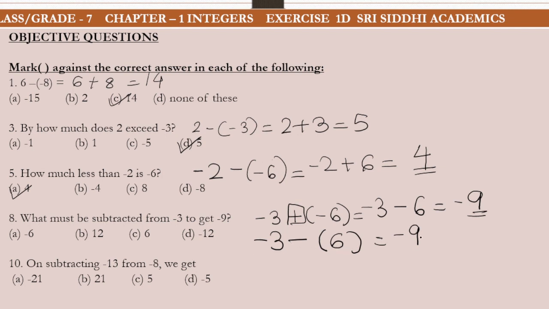Then what we will get? When we remove this bracket, what will happen? I'll just erase this part so that we arrive at minus 9. What will happen? Minus 3. Here there is no sign inside the bracket, means it is a positive integer, plus 6. So different signs, minus outside, inside it is plus.